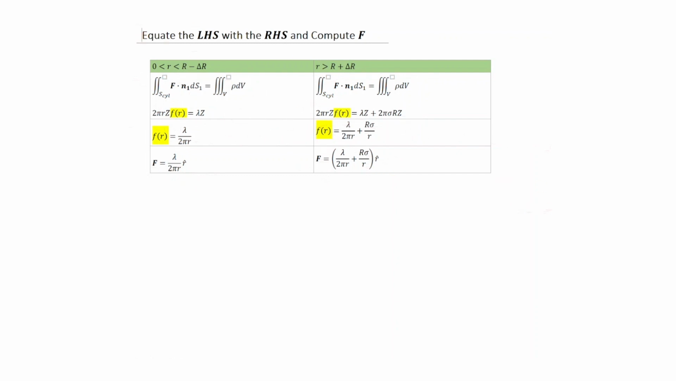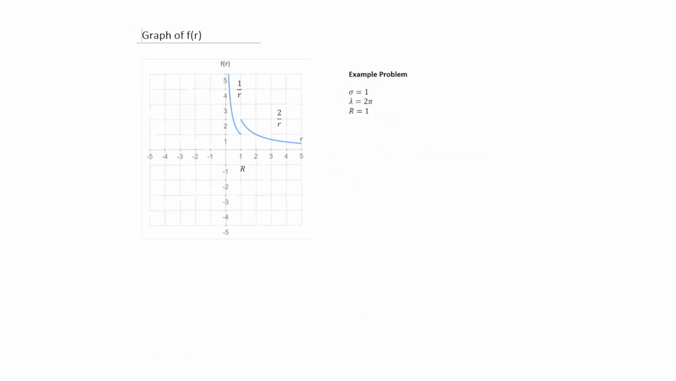Okay, so the next thing we can do is graph the result. In graphing the result, we are using a specific example here: sigma is 1, lambda is 2 pi, and R equals 1. Up to capital R, which is the inner surface of the cylindrical shell, we have a 1 over r dependency, and then you see a sudden jump, which is the contribution produced by the cylindrical shell. We now have 2 over r.